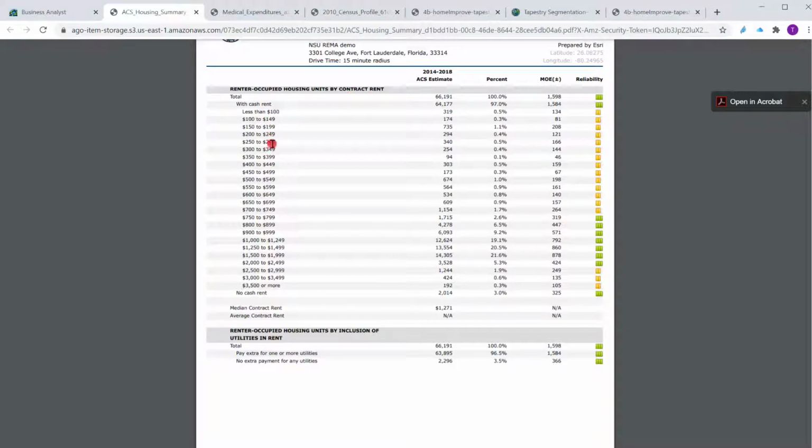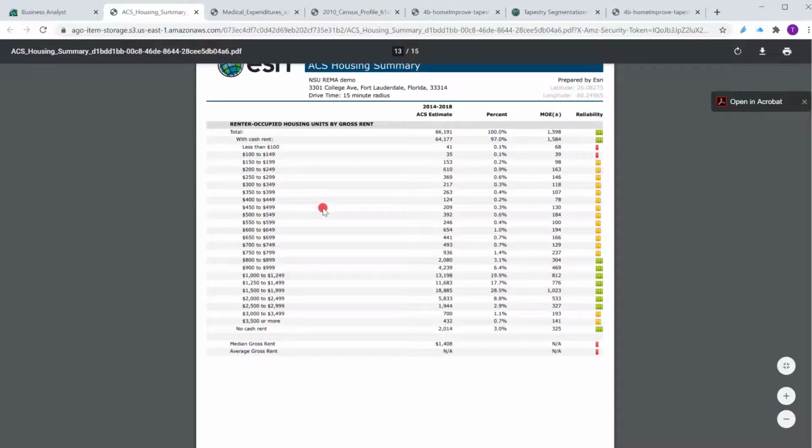You can see where is the peak. So if I look carefully right now, in 15 minutes away from campus, I have this segment here. This is my bulk. I have between $1,000 and $2,000 on monthly rent as the dominant rental package here, on the rental market for renter-occupied housing units. Renter-occupied housing units, gross rent. You can look at this as well. Same thing here. Almost 28.5% in that segment, $1,500 to almost $2,000.